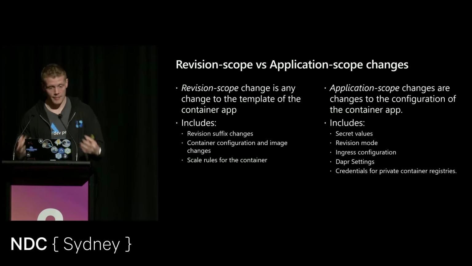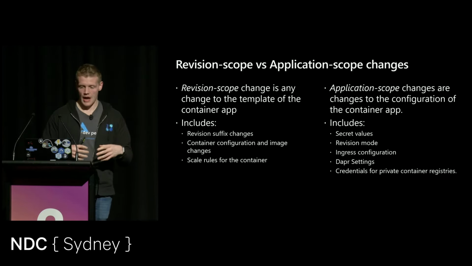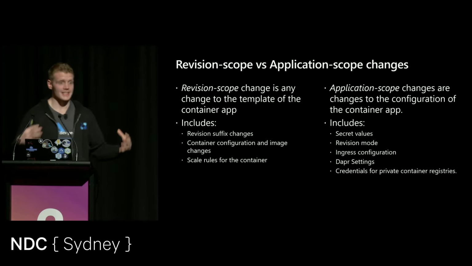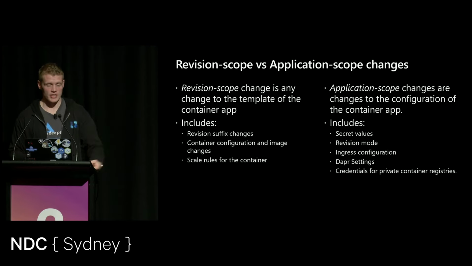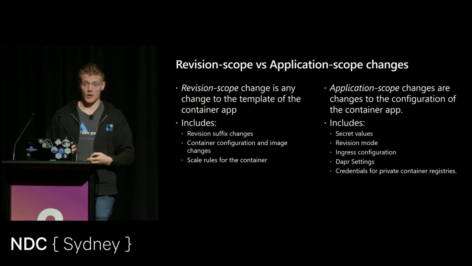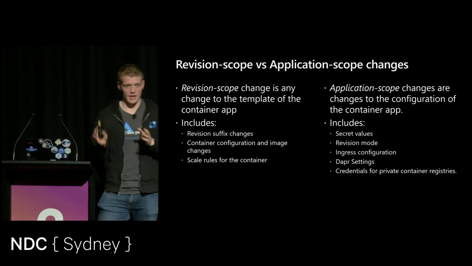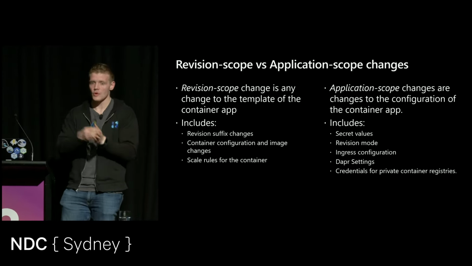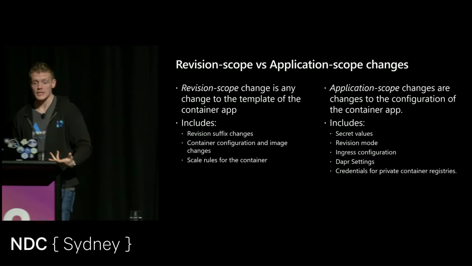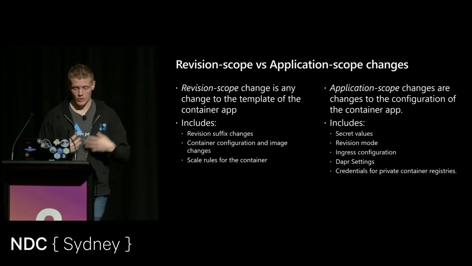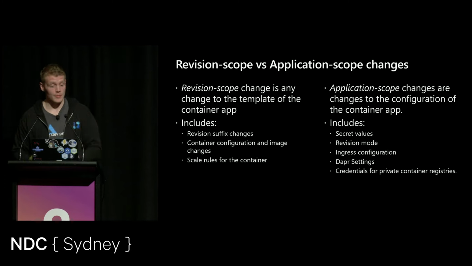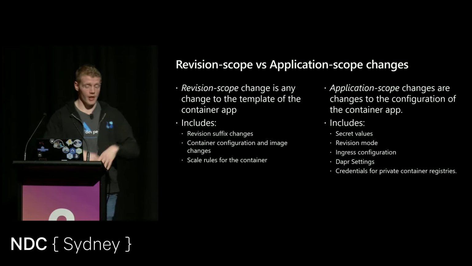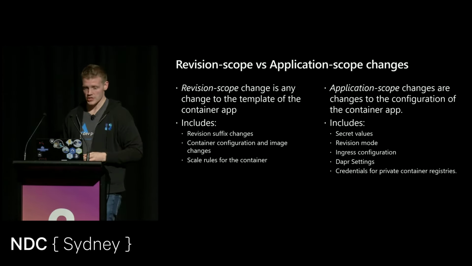And then application scope changes are changes to the configuration of the container app itself. So changing secret values, changing the revision mode as well. So it's not a hard choice between single and multiple. You can chop and change as you need to. How you're controlling ingress, if you're using Dapr, the settings you're changing, that's going to apply to all of your different revisions.